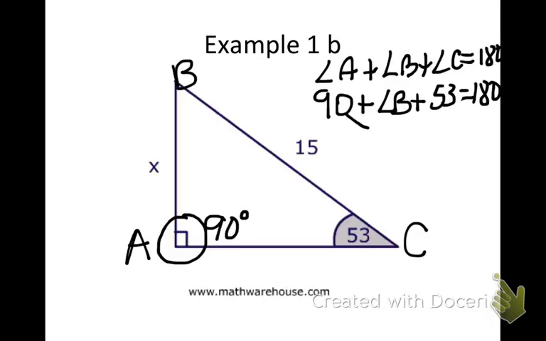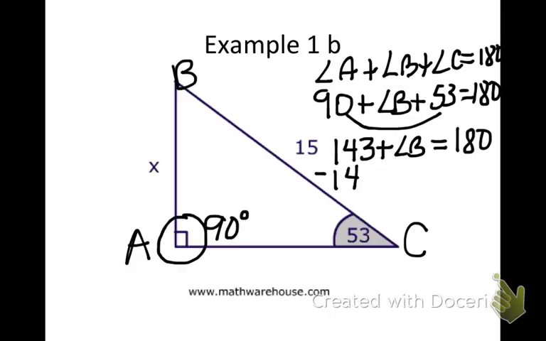I'm going to combine the 90 and the 53, so that gives me 143 plus angle B equals 180. Again, I want to get all my numbers to one side, all my variables to the other. I have a positive 143, so I want the opposite. I want to subtract 143 from each side. Once I do that, I know angle B must equal 37 degrees.